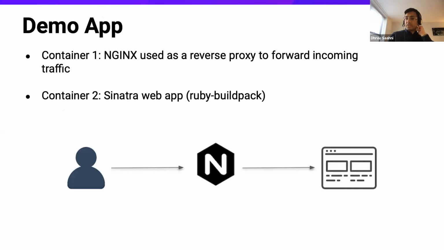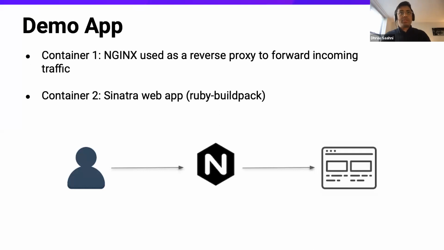So the best way to illustrate this is probably through a working example. So we have a very simple example to walk through here. We have a two-tiered app, two containers. The first container essentially runs just Nginx, which is set up to be a reverse proxy to forward all the incoming requests to the second container. So the second container is just a simple Sinatra web application that includes the Ruby build pack.